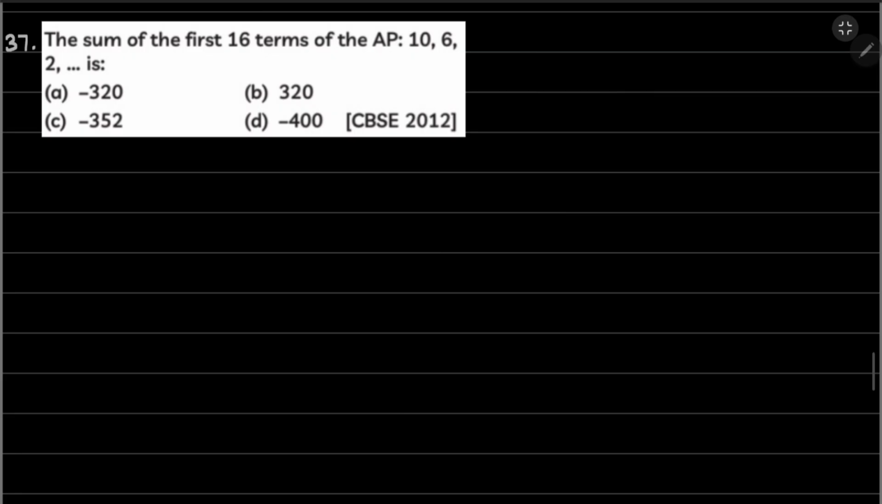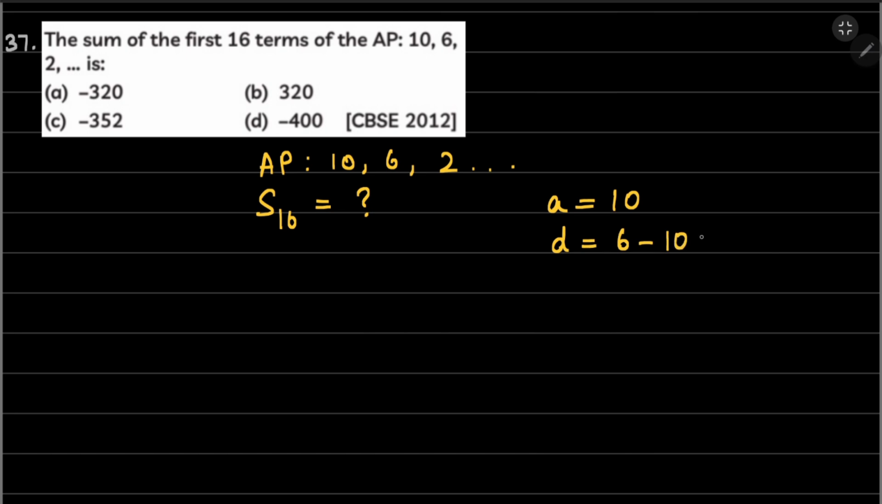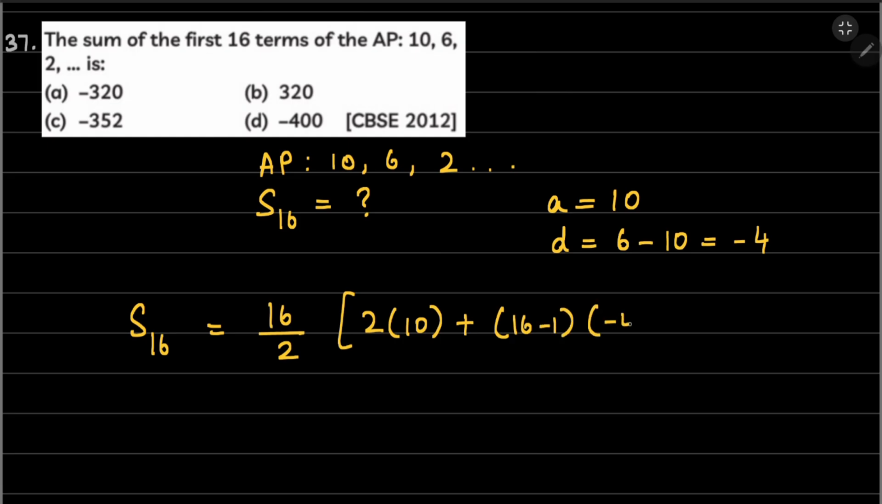The sum of the first 16 terms of the AP. You are given an AP that is 10, 6, 2 and so on. You have to find the sum of the first 16 terms. S16 is asked. So what is A? First term is 10. The difference is 6 minus 10, which is minus 4. So let's calculate what is S16. It is n by 2, 16 by 2 into 2A plus n minus 1 into D, which is minus 4.